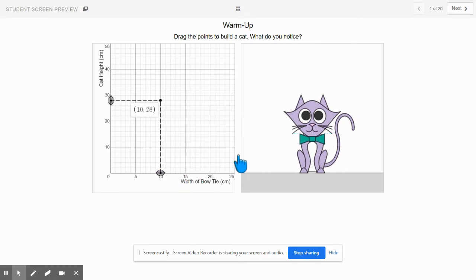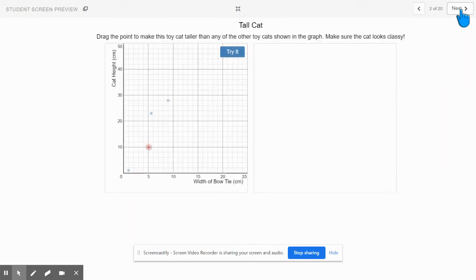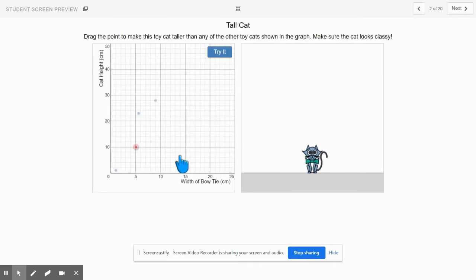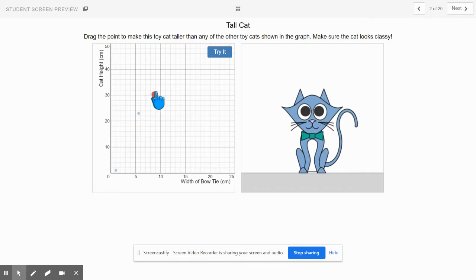All right, now, next slide. That's all you had to do on that one. So that was super easy, right? This one, drag the point to make this toy cat taller than any of the other toy cats shown in the graph. Make sure the cat looks classy, which is kind of funny, all right? The cat needs to look classy and look taller.